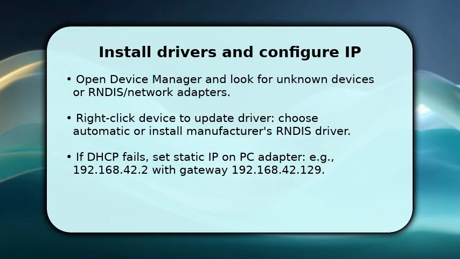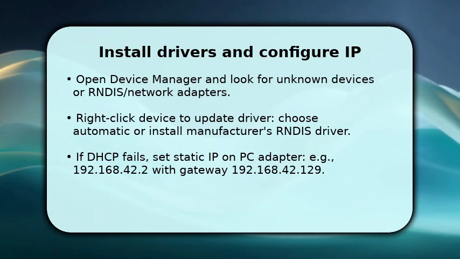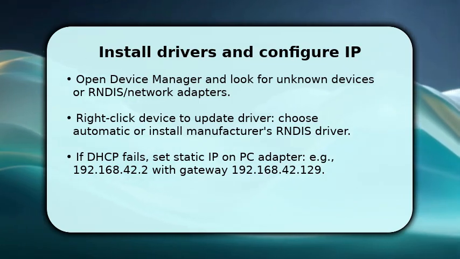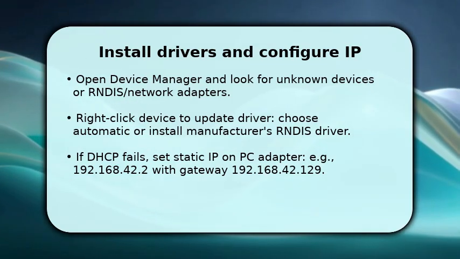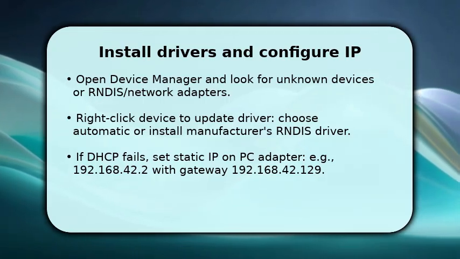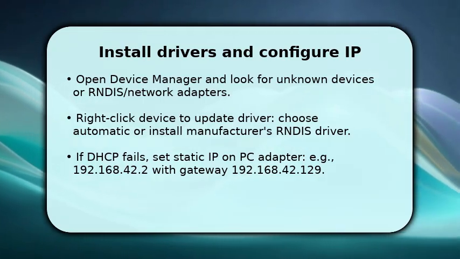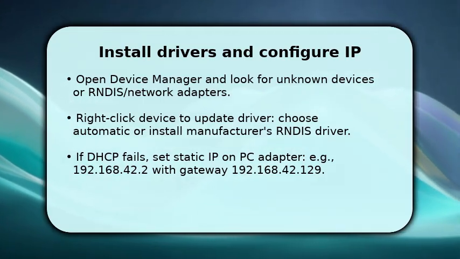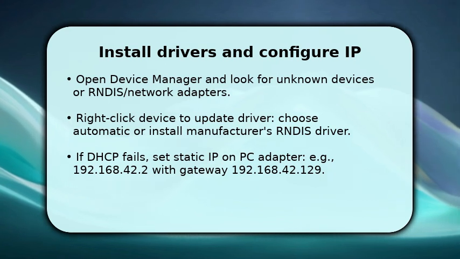If DHCP does not assign an IP, set a manual address compatible with the phone's subnet. For many Android phones, use the 192.168.42.X range and set gateway to the phone's IP. Once network shows connected, test browsing.